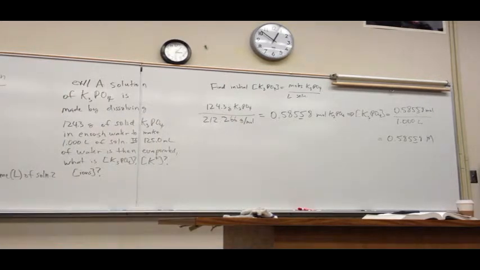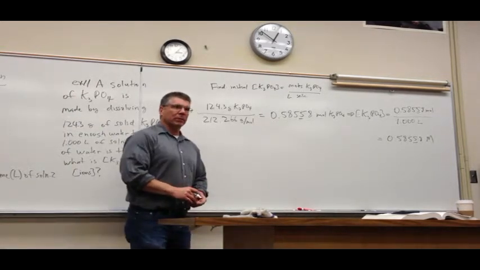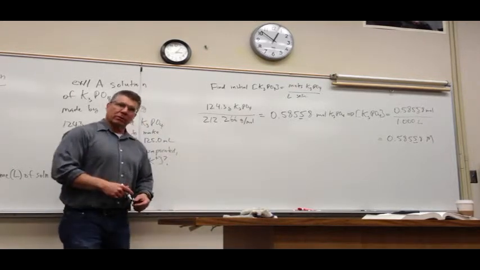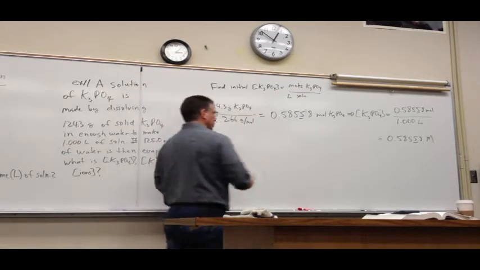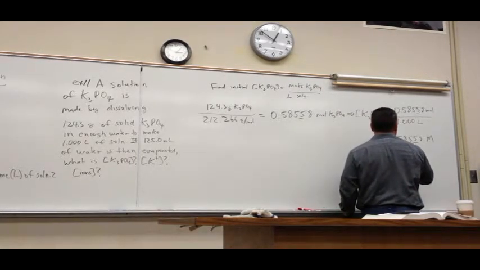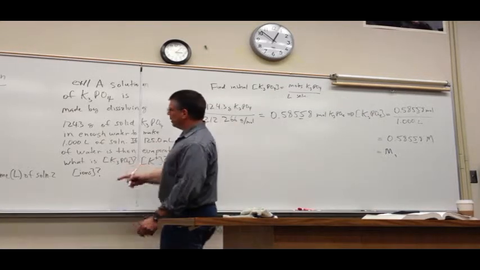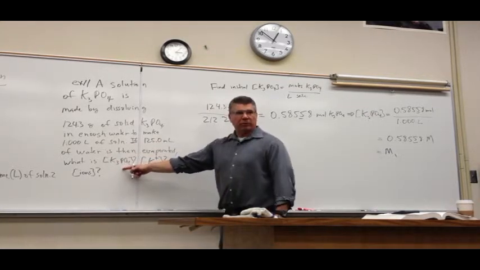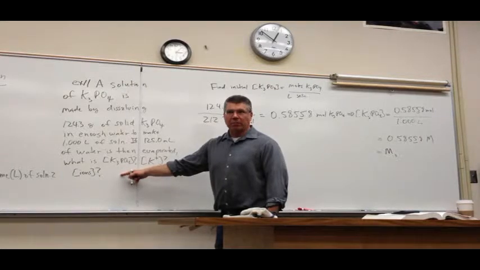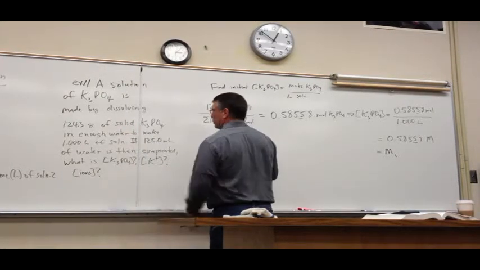That part okay with you guys? Then what we do is we evaporate 125 mils of the water. So here's where the M1V1 equals M2V2 comes in. This is going to be our M1. What we want to find, the concentration of potassium phosphate after we do the evaporation, is M2. We rearrange that equation.